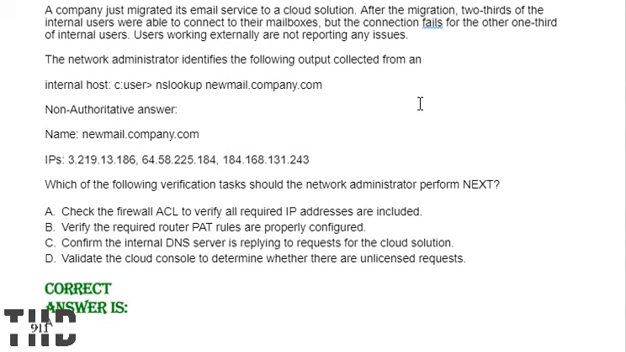Option A, check the firewall ACL to verify all required IP addresses are included. Option B, verify the required router PAT rules are properly configured. Option C, confirm the internal DNS server is replying to requests for the cloud solution. And option D, validate the cloud console to determine whether there are unlicensed requests. The correct answer is option A.